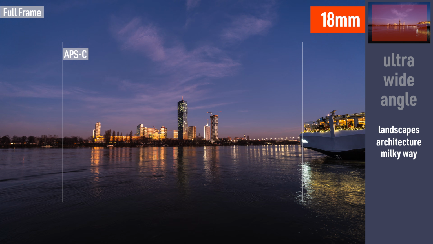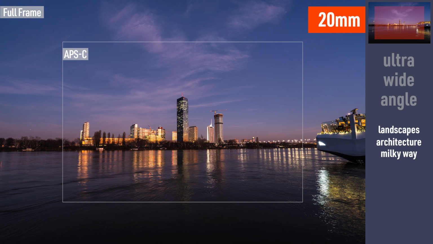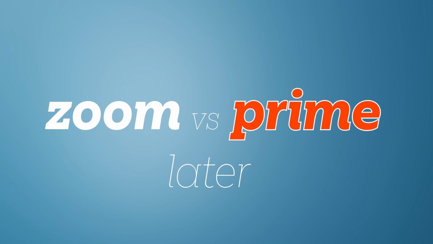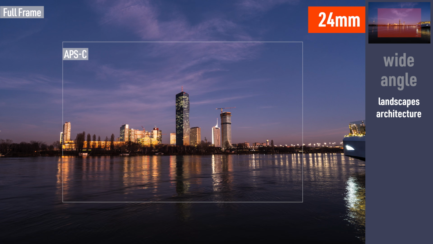Okay, we stopped at 18mm, the next one is 20mm, which is still considered an ultra wide angle lens. The next one is 24mm, which is the first wide angle lens, so no more ultra wide angle. What I want you to understand is that with zoom lenses you can obviously choose any focal length in between the ones I'm listing, but the ones I do list are typically available as prime lenses. More on zoom versus prime lenses later.